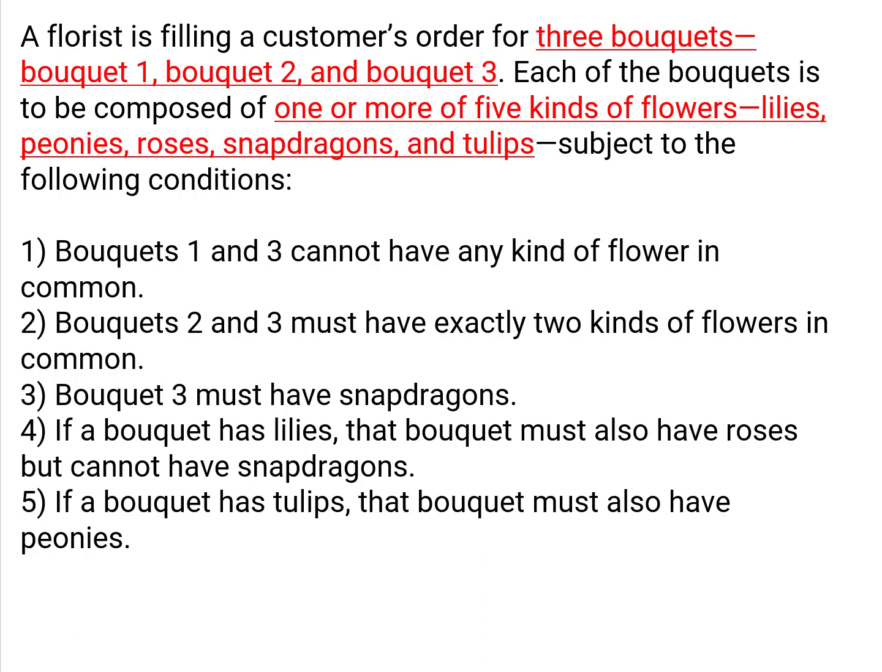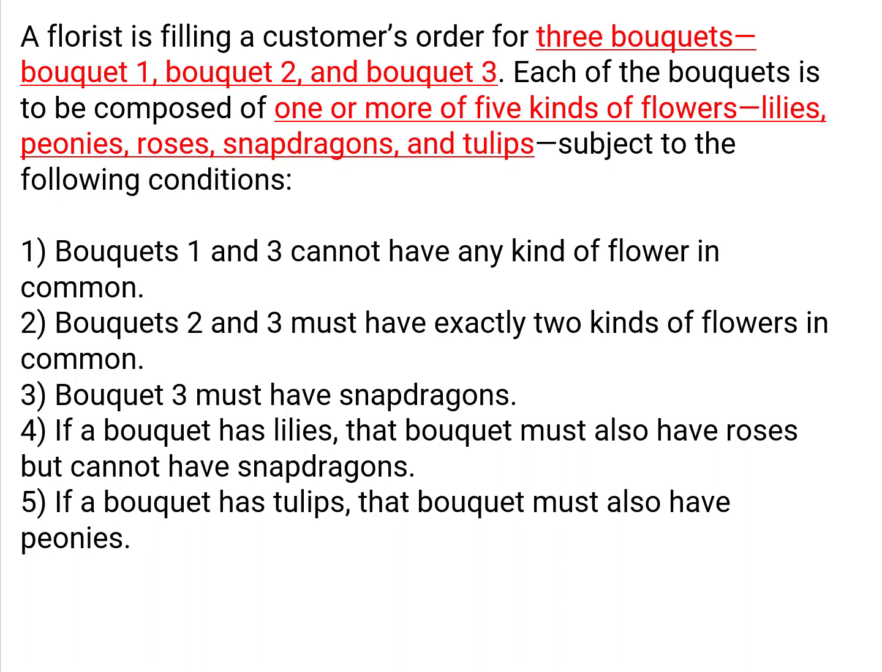So for all we know, we could just use P, R, and S and never use L and T. It also doesn't tell us how many flowers go in each bouquet. So for all I know, we could put 3 flowers in bouquet 1 and only 1 flower in bouquet 2. And finally, it doesn't tell us that we have to use any of the flowers only once. So we could possibly put roses in all 3 bouquets.